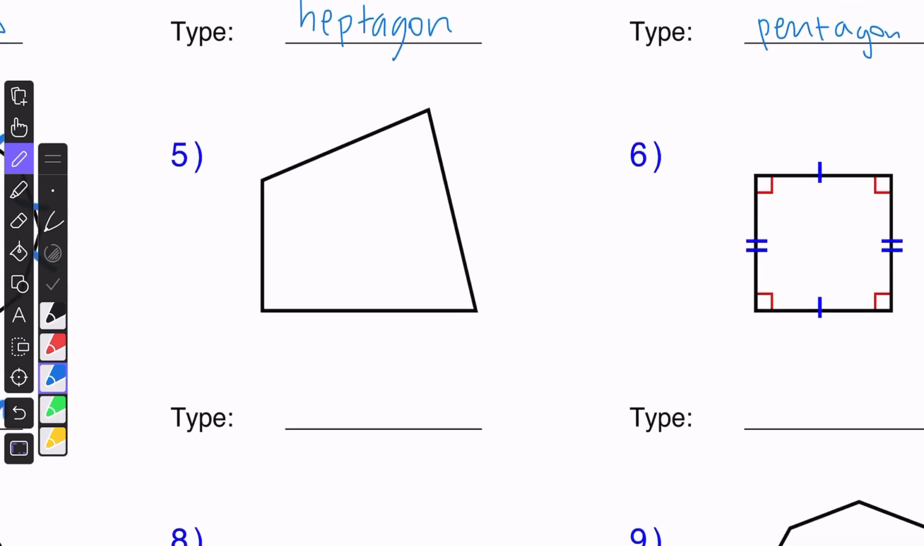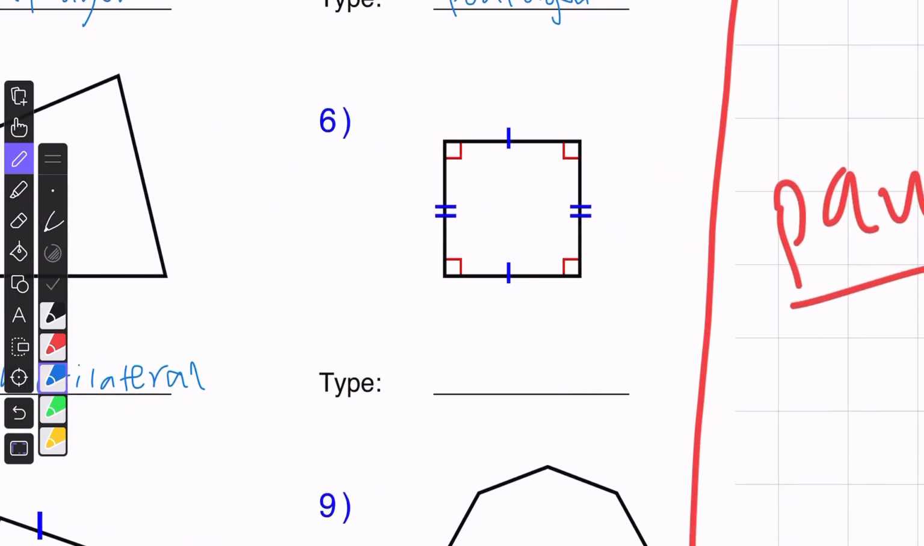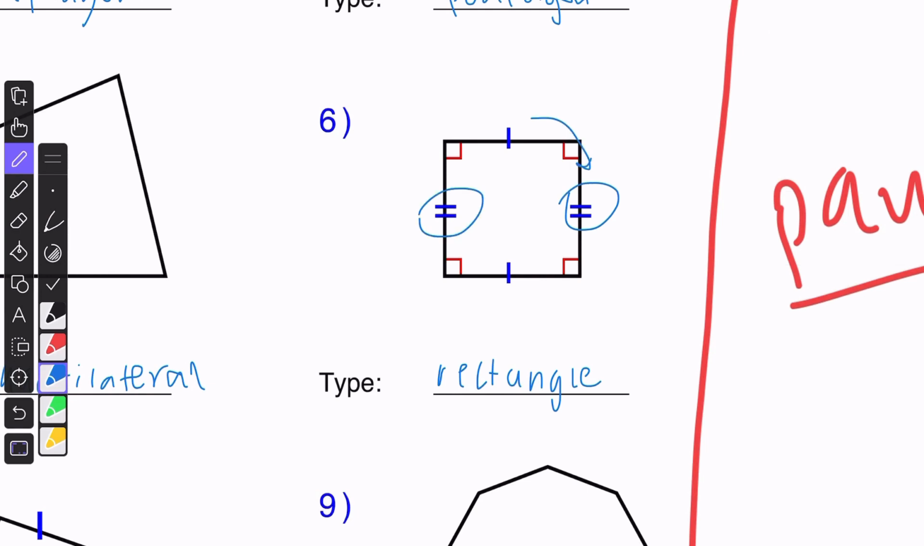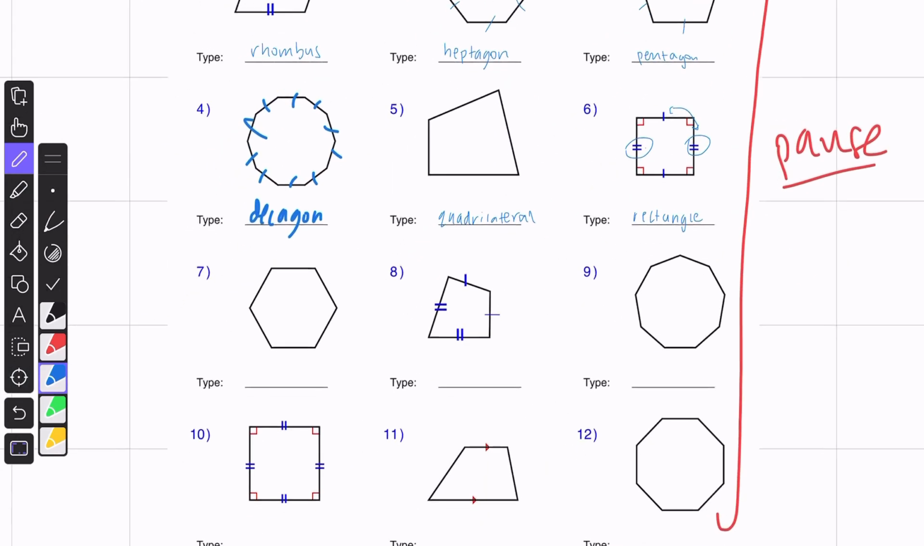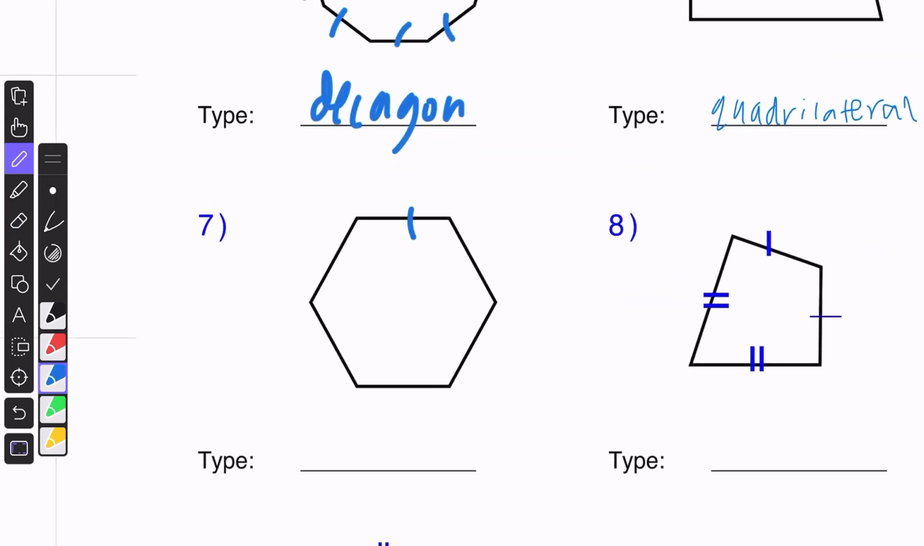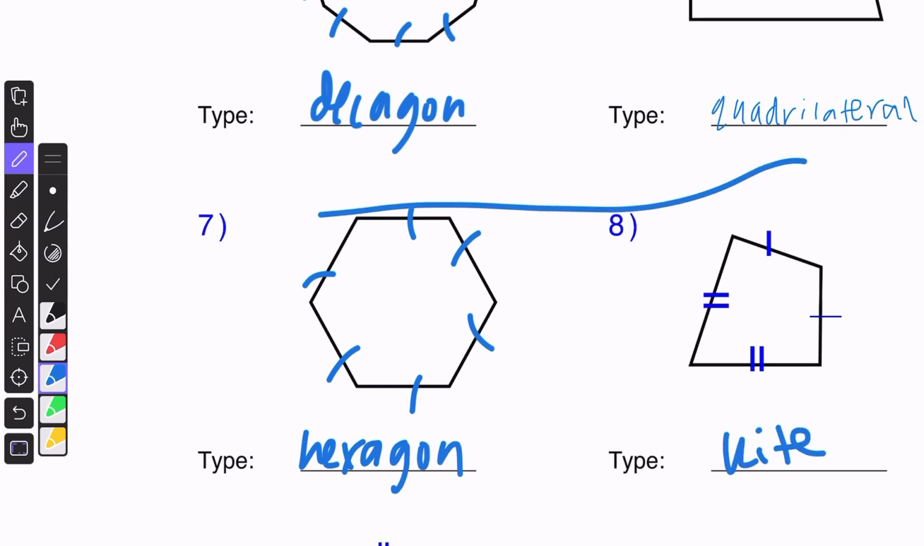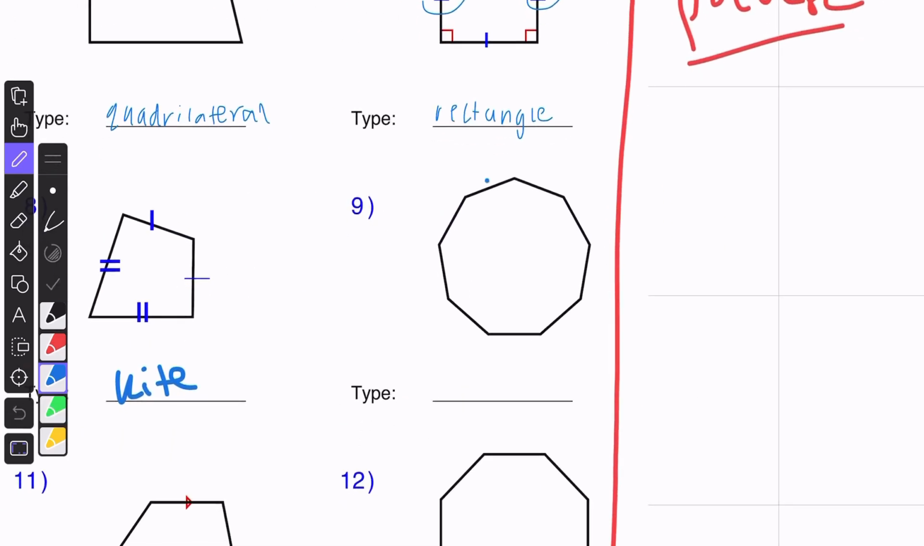Here is our quadrilateral because it has 4 sides, but none of them are equal. We have a rectangle. As much as this looks like a square, you have to pay attention to these indicators. These are not the same, which means it cannot be a square. We have 1, 2, 3, 4, 5, 6 hexagon. Here's a kite. Kites are pretty easy to recognize. 1, 2, 3, 4, 5, 6, 7, 8, 9. Nonagon.